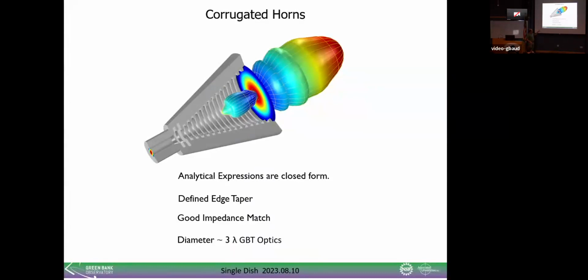And for the GBT optics, all of our feeds are about 3 wavelengths apart. The aperture of the feed is about 3 wavelengths. So from 800 megahertz all the way up to 3 millimeters, these feeds sort of scale with wavelength. They're pretty much the same design, but they just scale with wavelength.